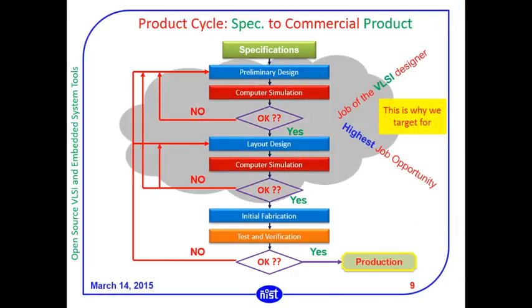So that's what you see. The job of the VLSI design engineer, highest job opportunity, and our target is this one, this shaded region. This shaded region. Clear? So what will we be doing? We will be designing a schematic diagram that we will be simulating using eSIM. If it is correct, we will design the layout using Magic tools. So in this course, basically, we will cover eSIM and Magic tools.